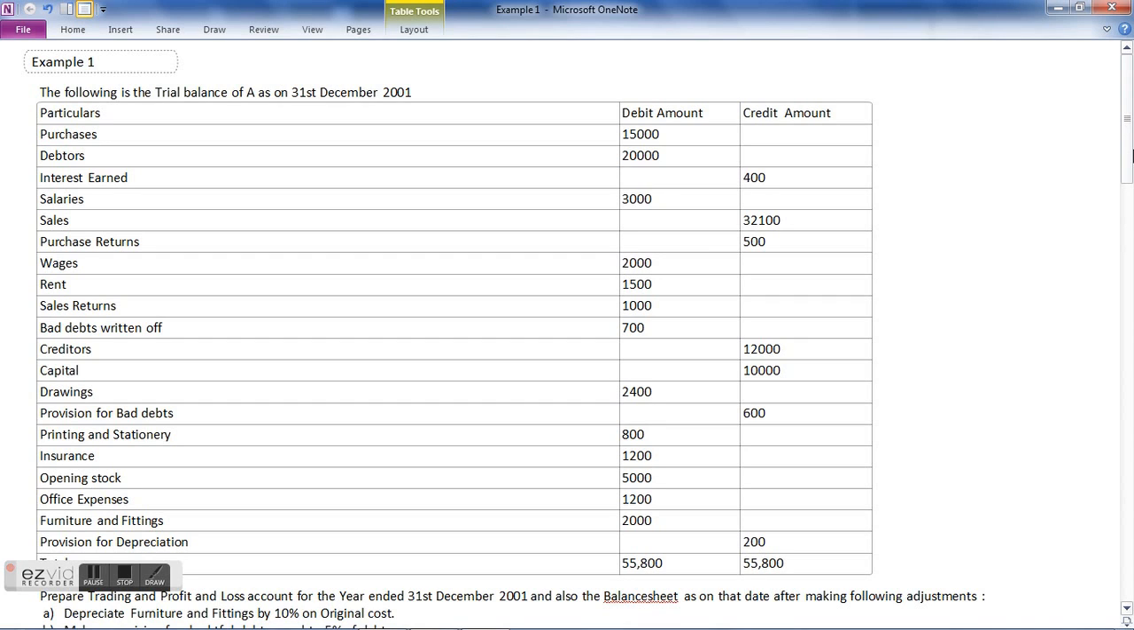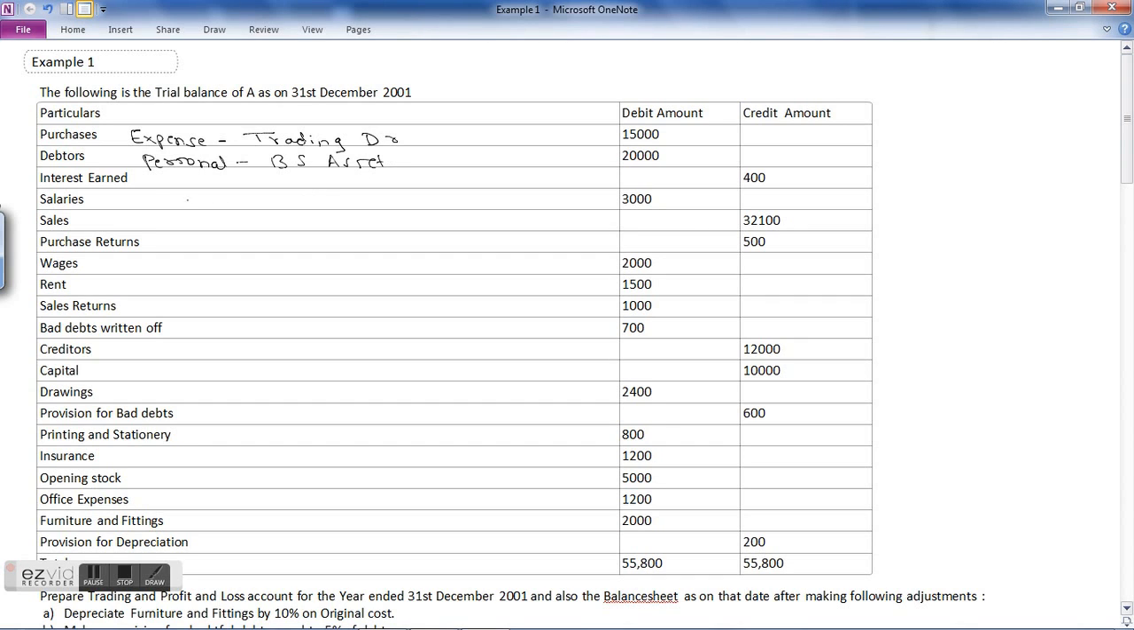The first is purchases. Purchases is having a debit balance. Now purchases is a nominal account, an expense account, correct? Since it is a part of cost of goods sold, it will be included in the trading account, debit side. Debtors. Now debtors is a personal account, correct? And it is showing a debit balance, so it will be in the balance sheet, asset side.